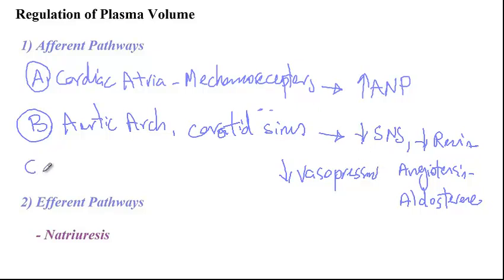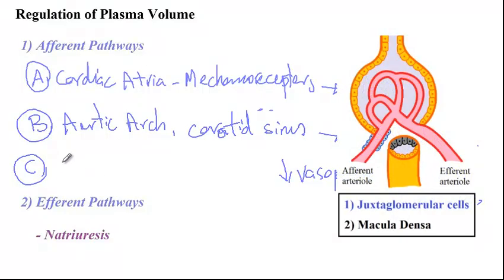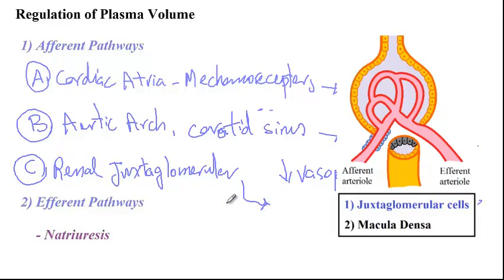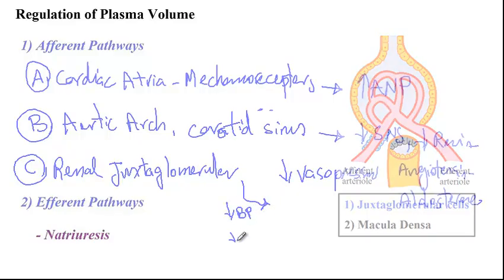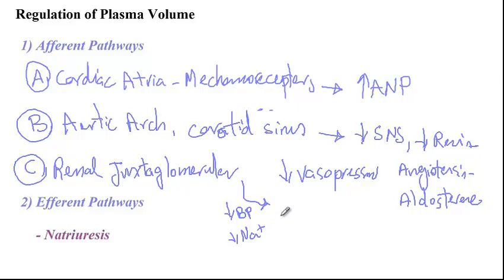All right, and then finally, the third mechanism for sensing changes in the plasma volume is by the renal juxtaglomerular apparatus, which detects a decrease in blood pressure or a decrease in sodium concentration. So once there is a decrease in blood pressure or decrease in sodium, it will induce secretion of renin, as a consequence of which it will activate the angiotensin-aldosterone system.